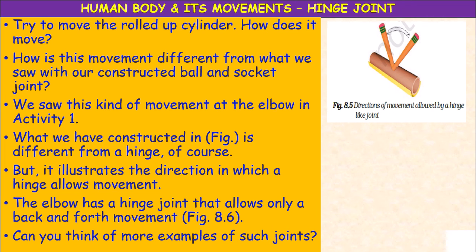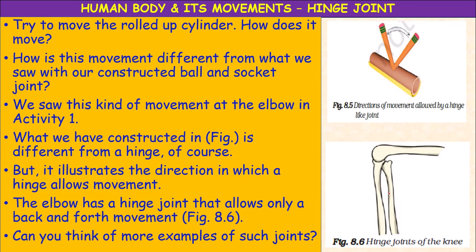You can see here, this is knee and elbow. These are the two places where you can find this kind of joint. What we have constructed in the figure is different from a hinge, of course, but it illustrates the direction in which a hinge allows movement. The elbow has a hinge joint that allows only a back and forth movement. Here you can see.